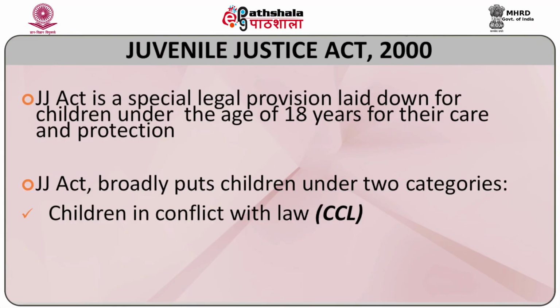The Juvenile Justice Care and Protection Act of 2000 is a major tool that exists in India for protection of children. The JJ Act is a special legal provision laid down for children under the age of 18. The JJ Act is broadly categorized into two heads, and children under this Act are covered under these two categories. One, children in conflict with law, and second, children in need of care and protection. Children who fall under the category of trafficked children come under children in need of care and protection.